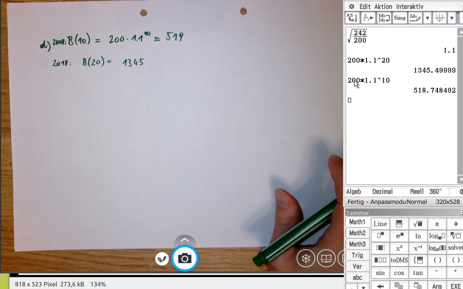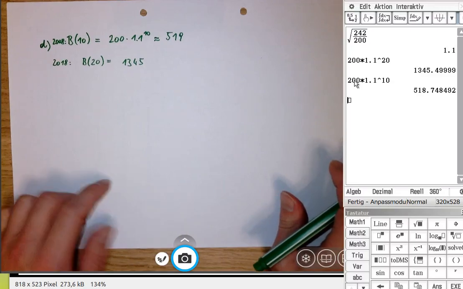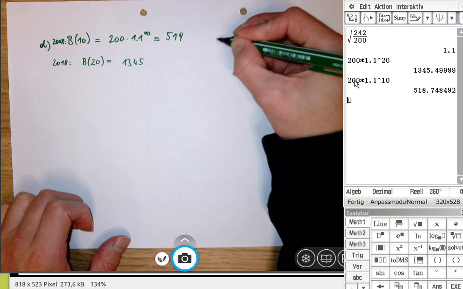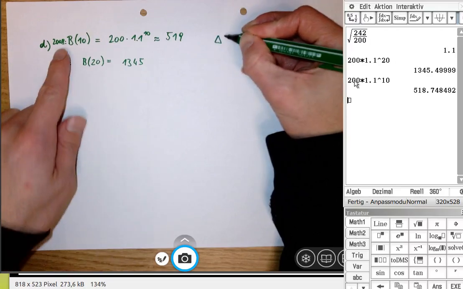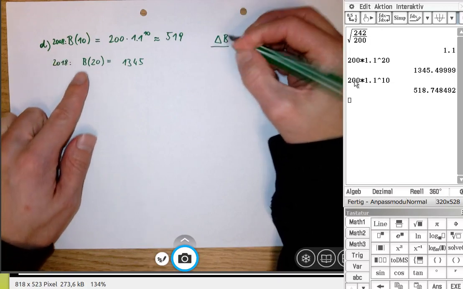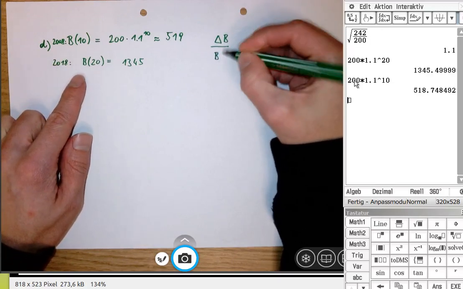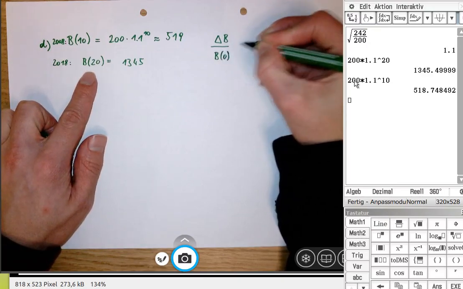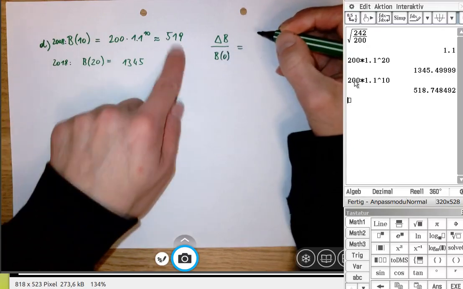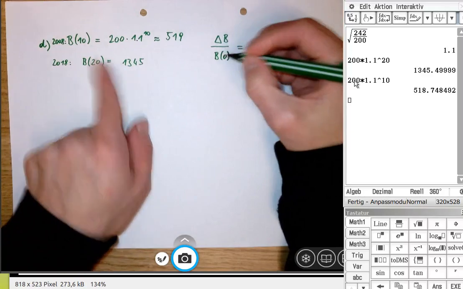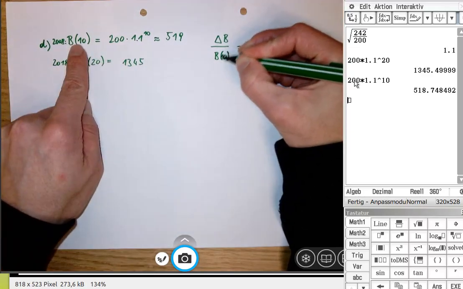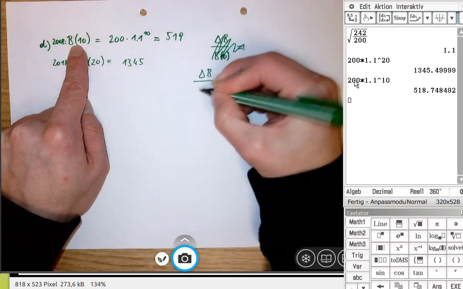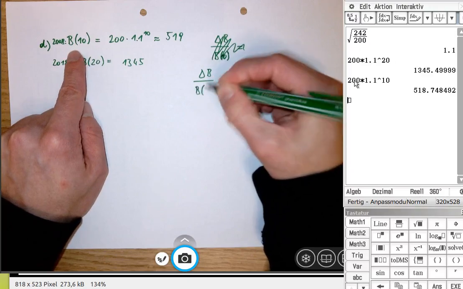And we want the percentage increase. We should know the formula for the percentage increase, the relative change. This was delta b, in this case because it's bears, over the value at the beginning. So the value b of 10, because we want to start in the time interval 10. Sorry, let me write it again. It was delta b over b of the beginning point.